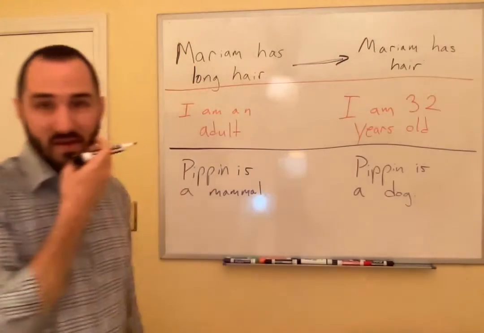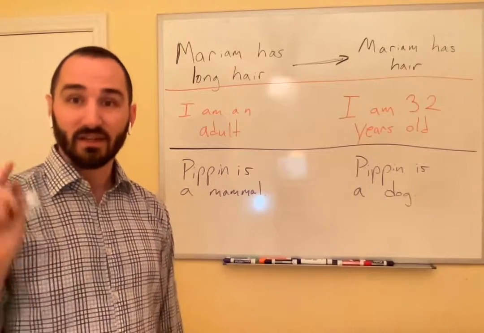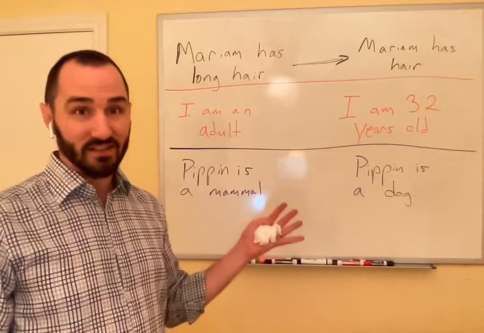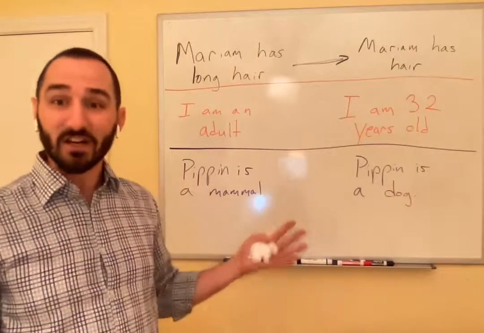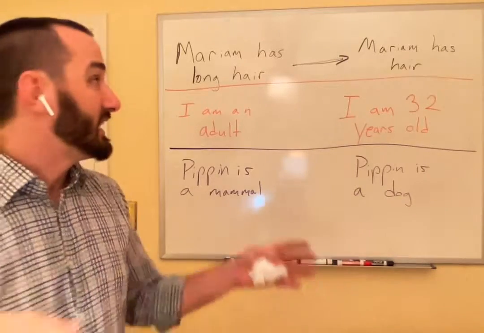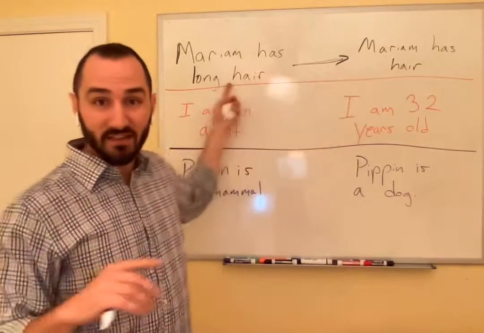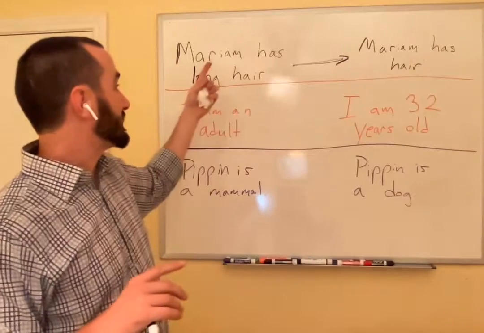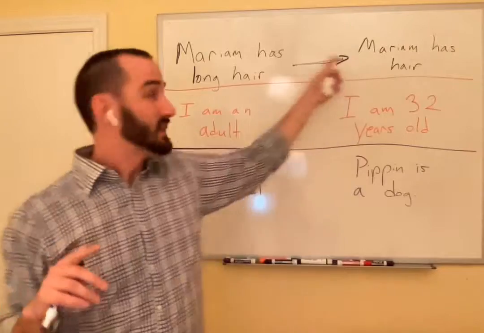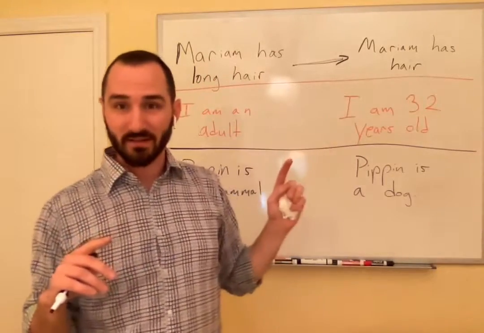this way. If she has long hair, Mariam has to have hair. So if it's true that she has long hair, it can't be false that she has hair. She has to have hair if she has long hair. But it doesn't work the other way. If she has hair, she might have short hair. So this could be true and this false. But it can't be that this is true, but this is false. If this is true, this has to be true. So that Mariam has long hair entails that she has hair, but not the other way around.